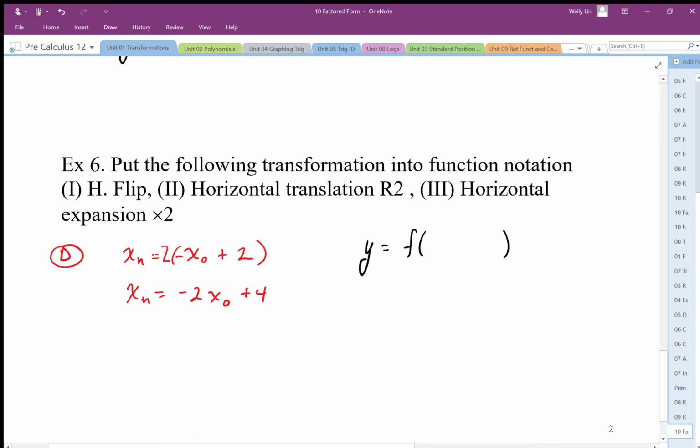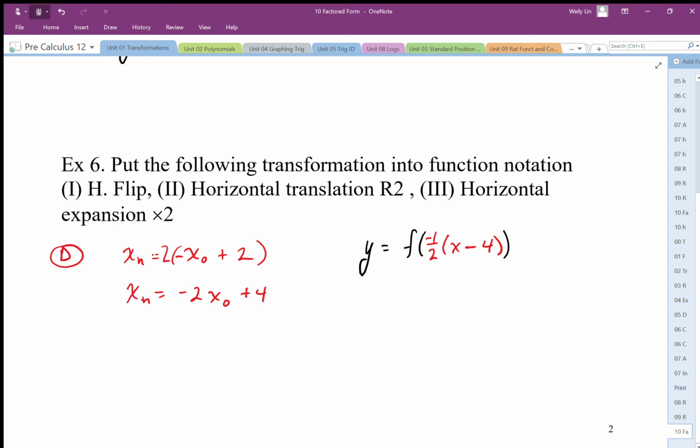Well, that means it must be in factored form. And it must mean that my shift of -4 or +4 is happening last. So there's my shift last. It's in factored form. I'm going to expand and flip. So expand and flip looks like that. So that should be the correct function notation.